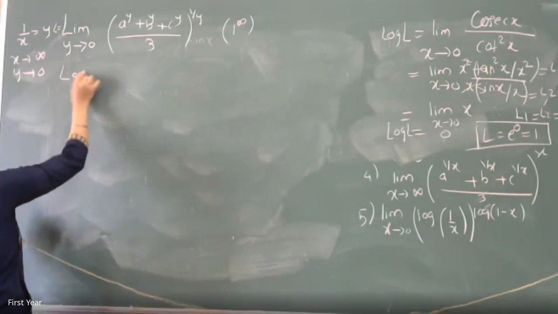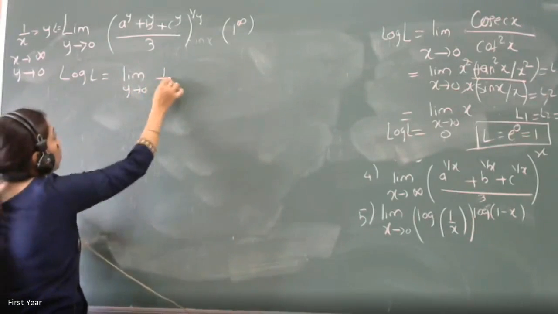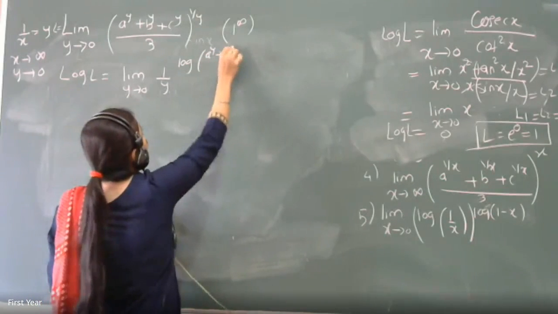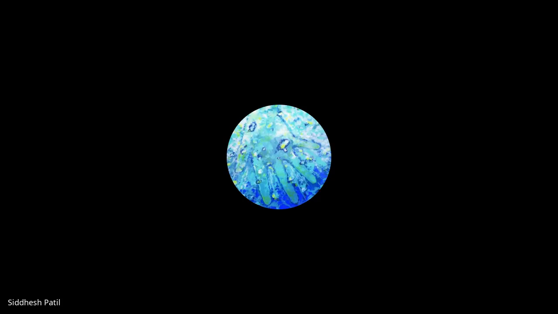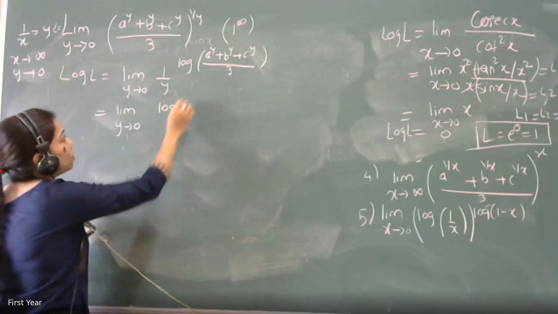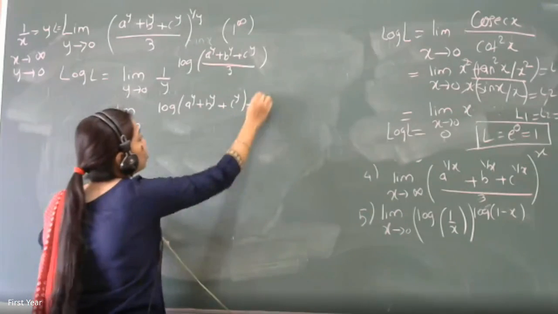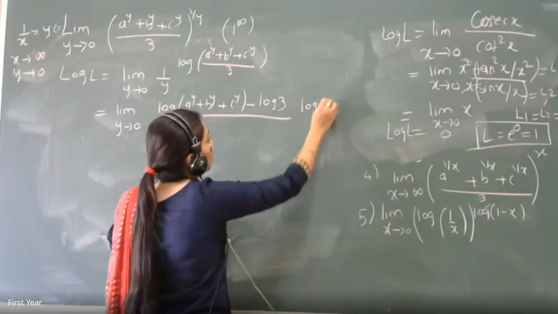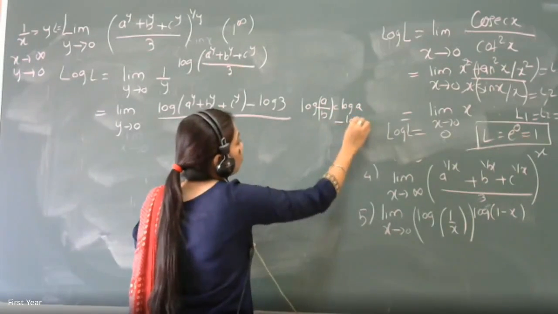So applying log on both sides, log of L will be the limit as y tends to 0 of 1 by y times log of (a^y + b^y + c^y)/3. Which is nothing but the limit as y tends to 0 of log(a^y + b^y + c^y) minus log 3. The log a by b formula I have used: log a by b is nothing but log a minus log b. That is what I have used.